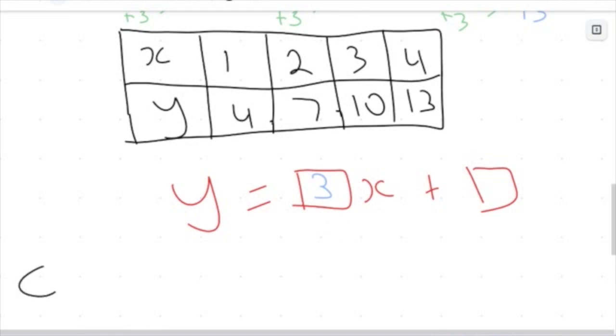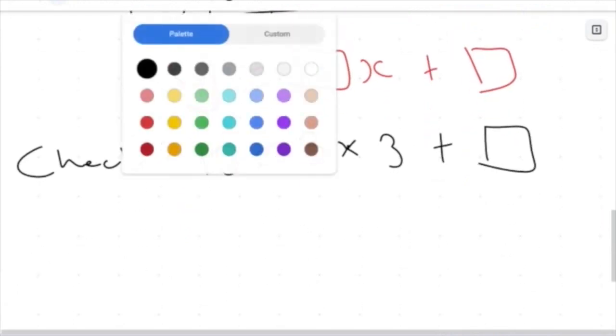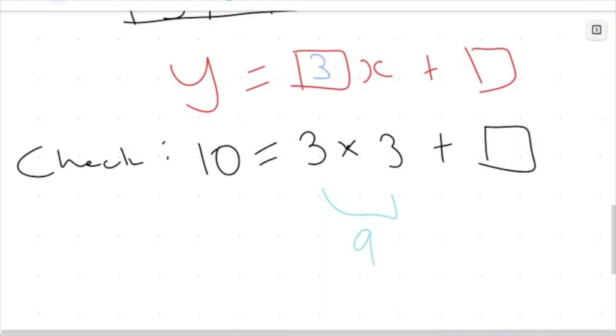But let's just do our longer checking method to see what is happening here. So let's try this. I did the first two in the previous example, so let's try this pair of values, 3 and 10. My y is 10 here. So when I multiply 3 by my value of x, which is 3, and I add some number to it, here I have 3 times 3 gives me 9, and something is being added to 9 to give me 10.